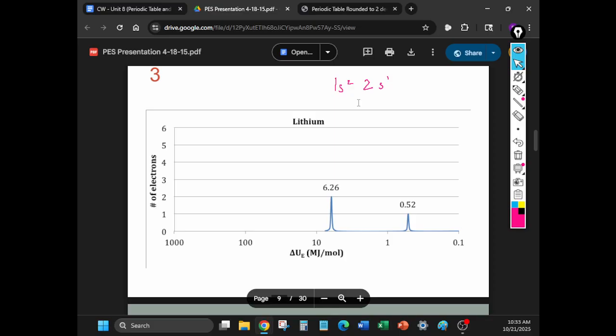And so if you look at lithium right here, this first peak represents the 1s subshell. This second peak represents the 2s subshell. There are 2 electrons in the 1s subshell, and so it's going to be double the height of the 2s because there's twice as many electrons. All right, so we'll go on to beryllium now.